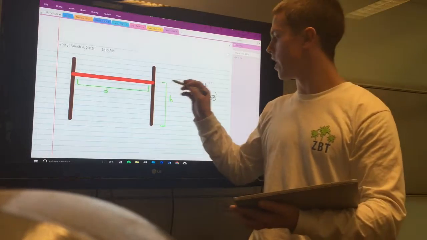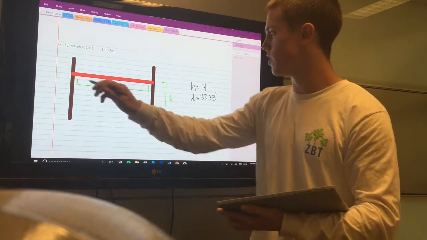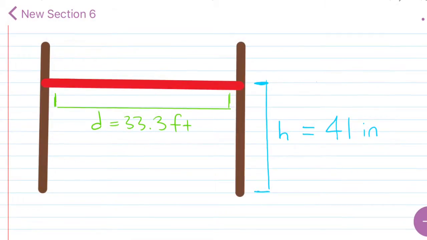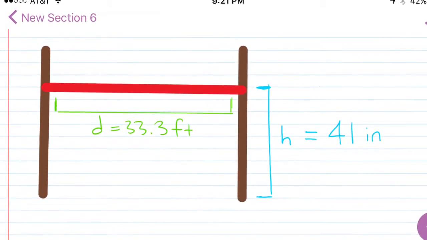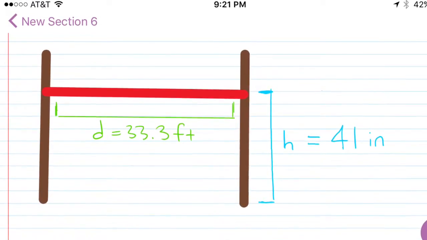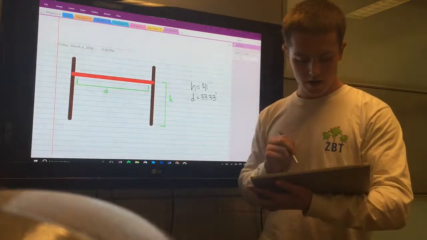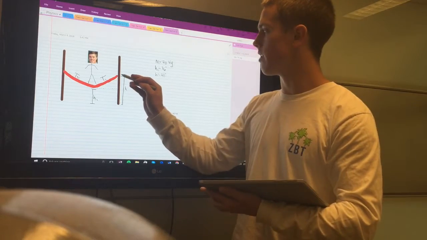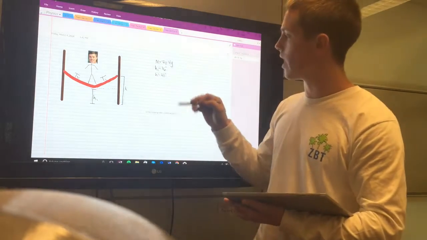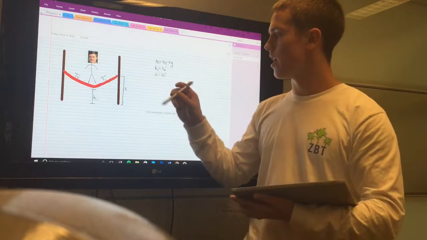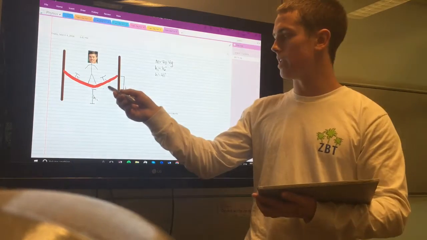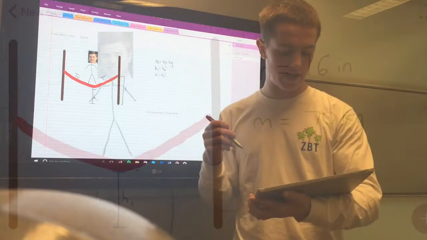So we've initially got the measurements: the distance between trees was 33.3 feet, and Paul's mass here is 70 kilograms. The height from where the slack line is attached to the ground is 41 inches, and the height from the bottom of the slack line when he's standing on it to the ground is 16 inches.